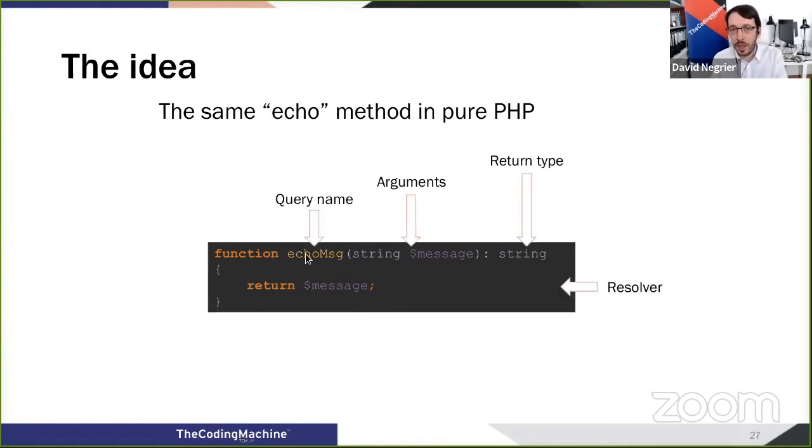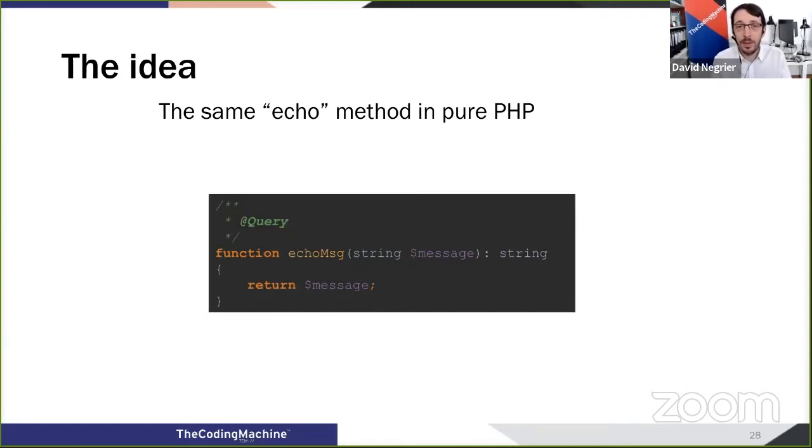Basically, the function name could map to the query name in GraphQL. The parameters here could map to GraphQL arguments, and the return type is already defined. And then the body of the function is actually my resolver. So what would be really cool is, what if I was able to simply put a query annotation here? This query annotation would automatically tell my library, GraphQLite in my case, that this function should actually be a GraphQL query. Expose it in GraphQL, that's it.